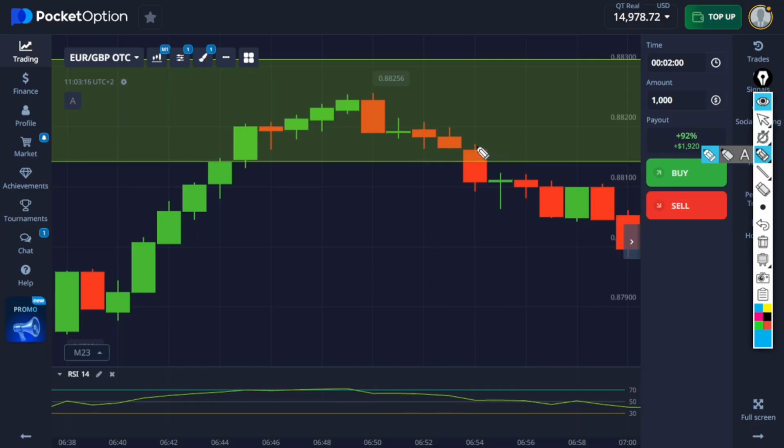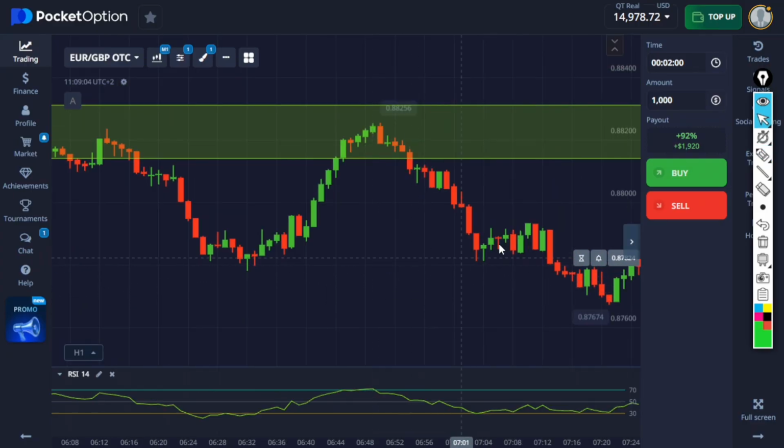So on this candle closure here, we could have opened a 2 to 5 minute sell position, and the trade would have closed on one of these 4 candles here. And that would have been profit. So overall, this was a solid trade, a nice W.